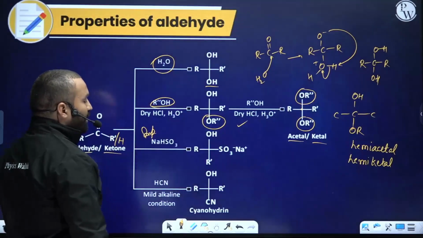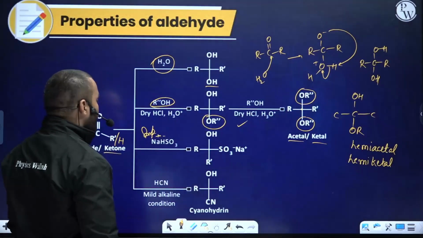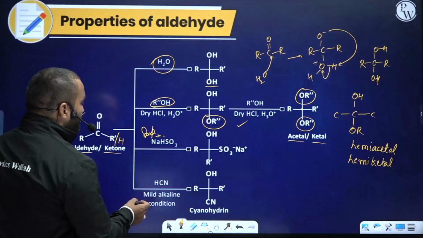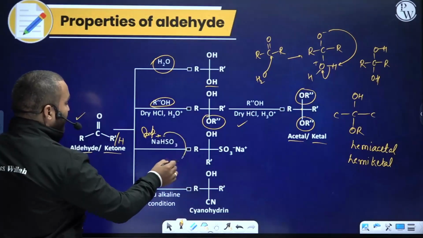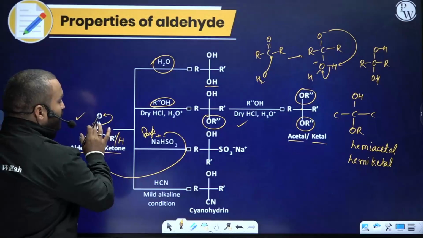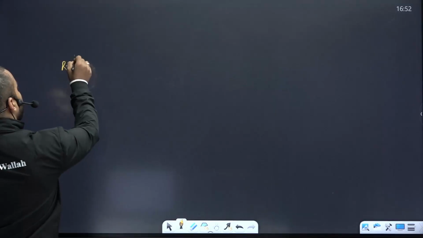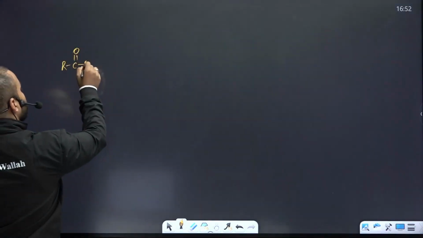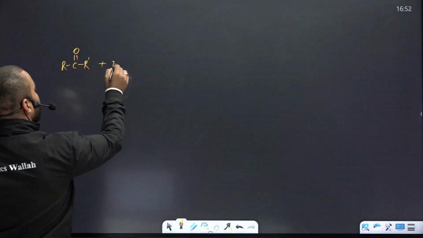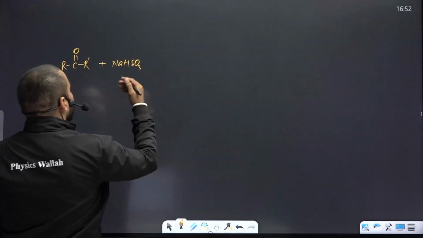Reaction with sodium hydrogen sulfite. This is a salt, Na plus and HSO3 minus. So this attack of the nucleophile happens on the carbon here. This opens up the pi bond. The negative charge on the oxygen will be satisfied by... Let me explain this reaction. I have R, C double bond O. Very important reaction this is. Let's start with the ketone and react it with NaHSO3, sodium bisulfite.